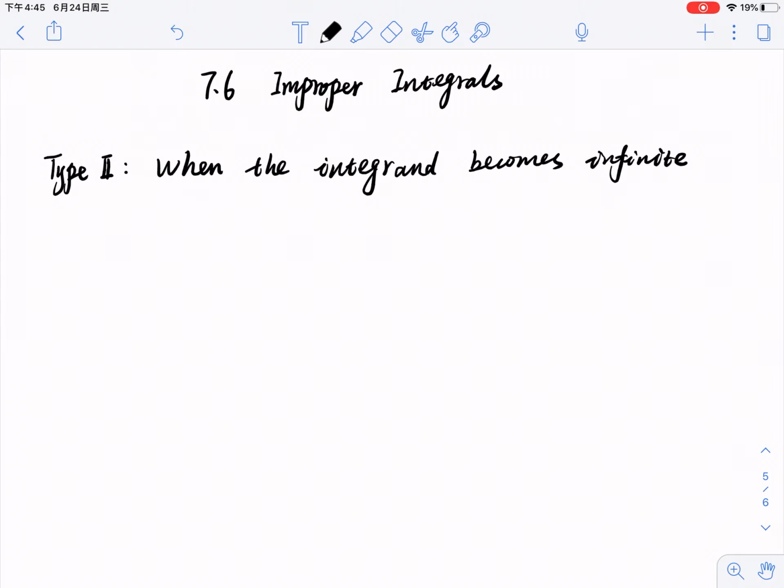This is the second video of session 7.6, Improper integrals. In this video, we will talk about the second type of improper integrals, that is, when the integrand becomes infinite. Let's start with an example. Evaluate the integral of 1 over square root x, x from 0 to 1.